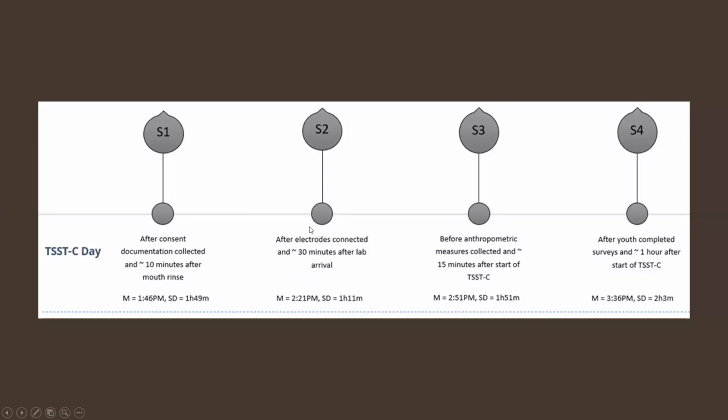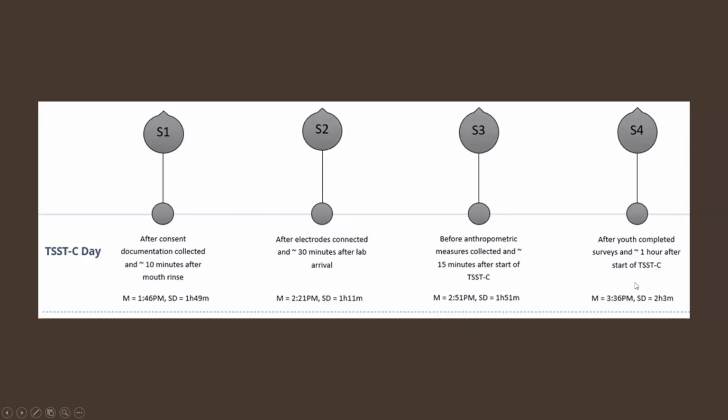So in this case, they were using electrodes and looking at ANS data as a part of the design. And so they got one approximately 30 minutes after the lab arrival. A lot of times what you'll see is called a lab effect or an arrival effect, just from participating in the experiment. Then they also got the next measurement 15 minutes after the start of the TSST, because depending on what hormone you're looking at, that's about how much time it's going to take before you can actually start seeing that reactivity from the task.